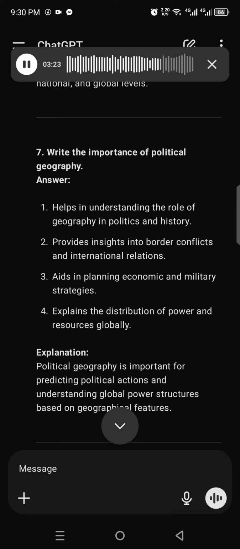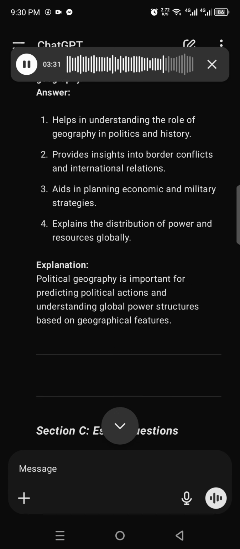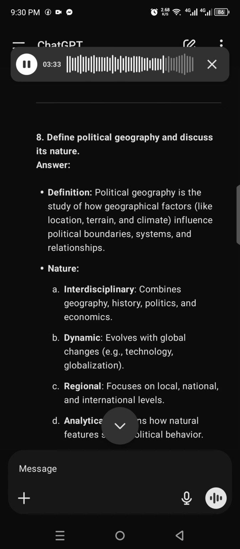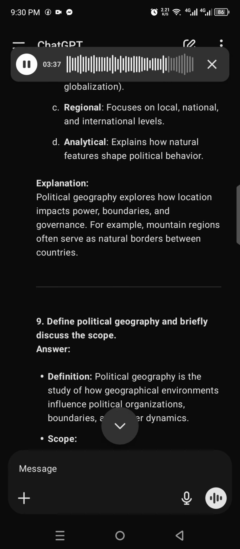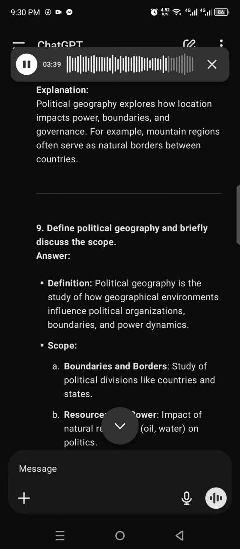2. Dynamic, evolves with global changes, e.g., technology, globalization. 3. Regional, focuses on local, national, and international levels. 4. Analytical, explains how natural features shape political behavior. Explanation. Political geography explores how location impacts power, boundaries, and governance. For example, mountain regions often serve as natural borders between countries.